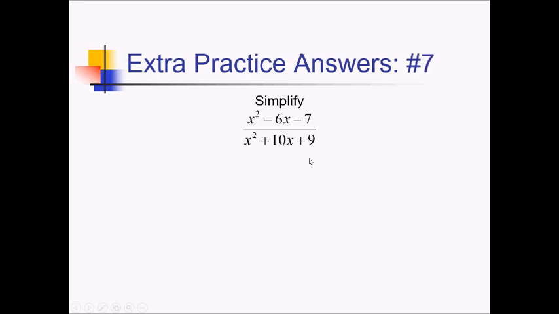To simplify this rational expression, let me start by factoring to look for common factors that I can cancel. So in the numerator now, I need factors of negative 7 that add up to negative 6. So we only have 1 and negative 7 that could make that work. So we have x plus 1 and x minus 7. In the denominator, I need factors of 9 that add up to 10. Hey, how about positive 1 and positive 9? So x plus 1 and x plus 9. x plus 1's cancel. Nothing else does. So we're left with x minus 7 over x plus 9.